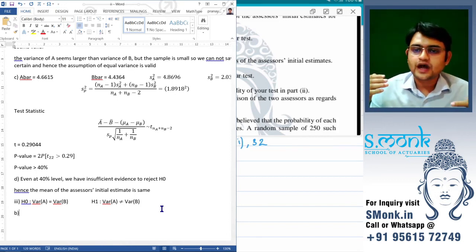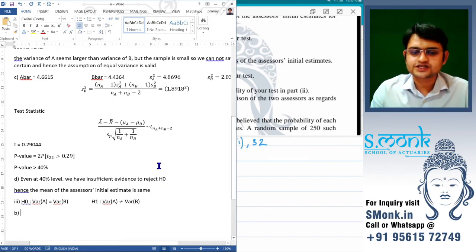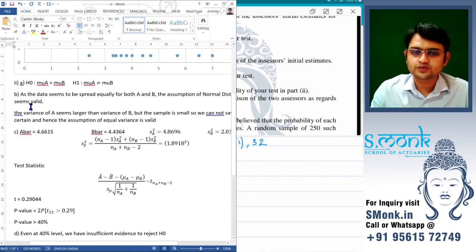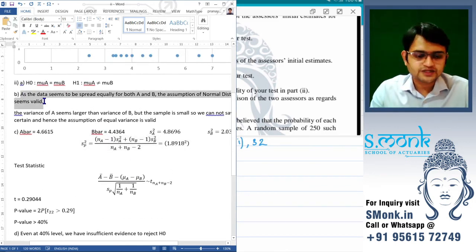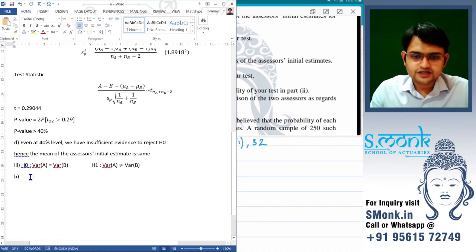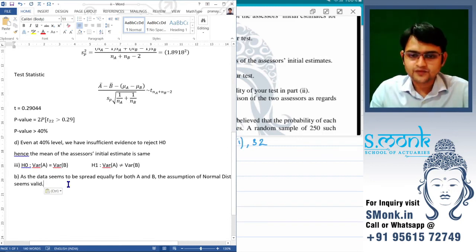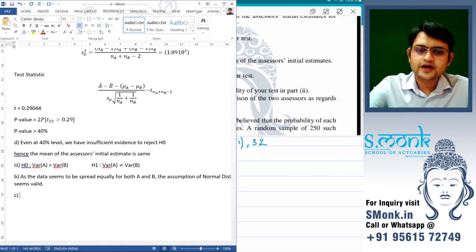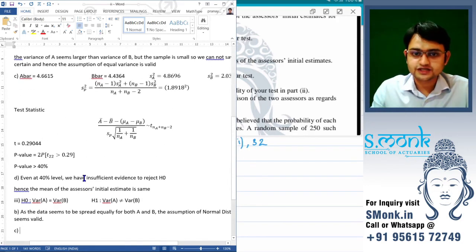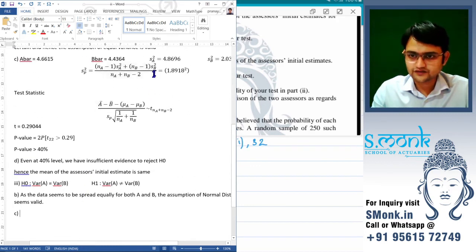Then the B part was, we have to talk about the validity of this test. Now for a t-test, the two assumptions that we took were that they should follow normal distribution and the variance should be equal. But for the variance test, the only assumption is they should follow normal distribution. So I will just copy this and paste it here, because that is all we want. Then in the C part we need to give the test statistic. For that we'll require SA square and SB square. That has already been calculated, so we do not need to calculate anything.